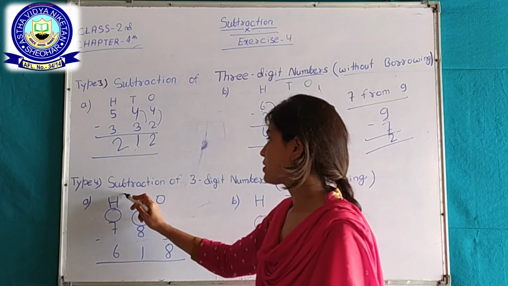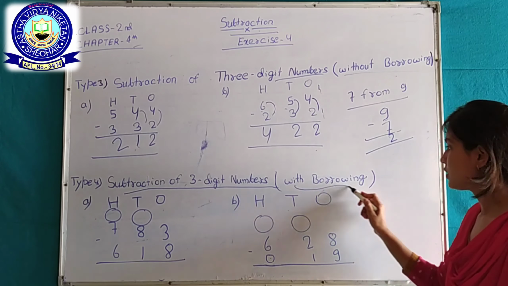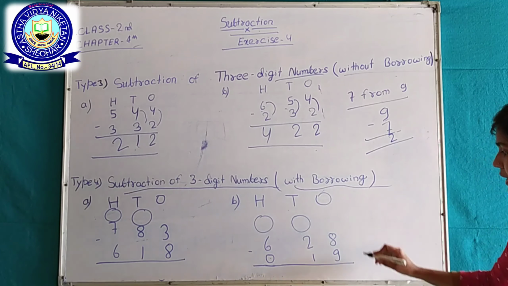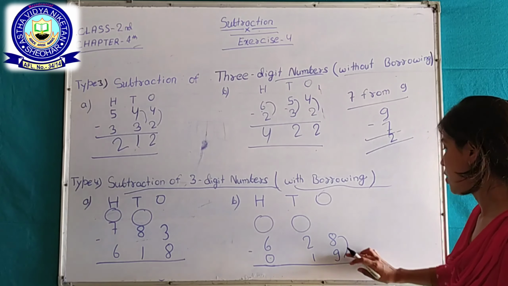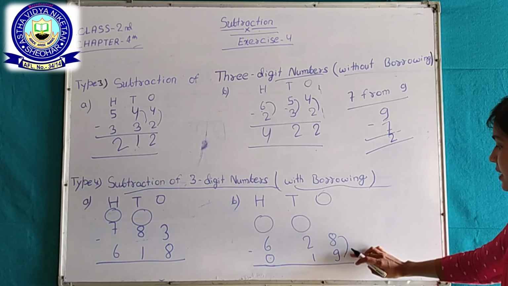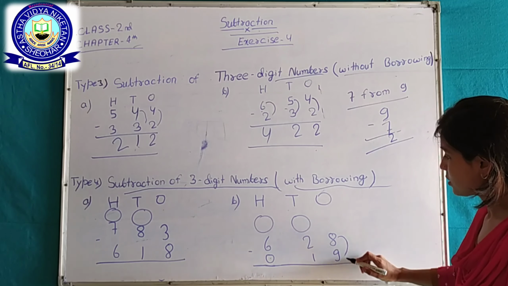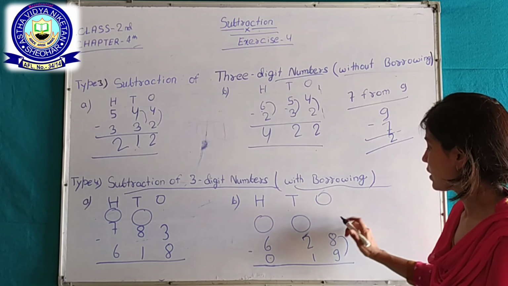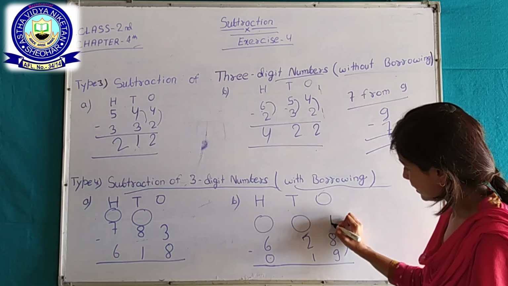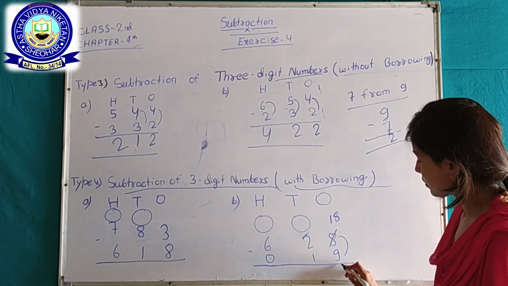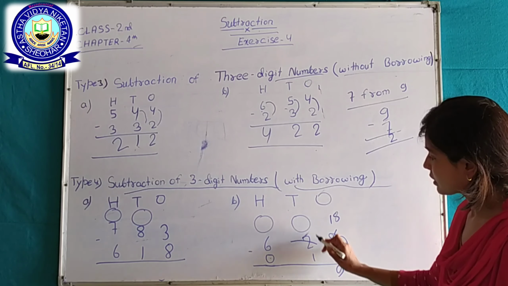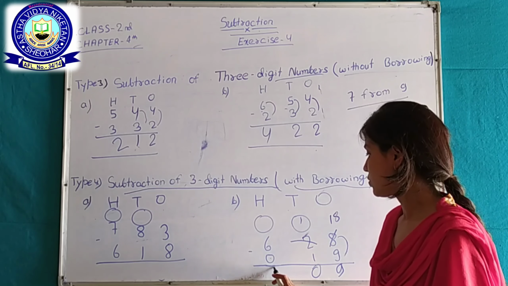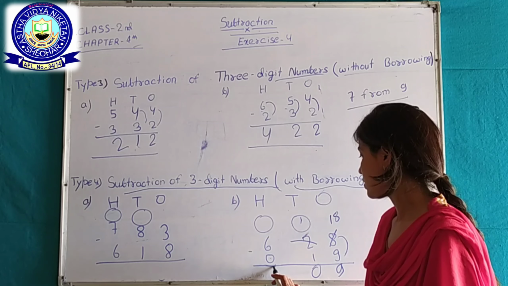Here is type 4 question, subtraction of 3-digit numbers with borrowing. You have to subtract these numbers with the help of borrowing. Here is 8 and here is 9. You have to subtract 9 from 8. We can't subtract 8 minus 9, so you have to borrow from this 2. You have to take 1 ten. It becomes 18. 18 minus 9 we get 9, and this 2 becomes 1. 1 minus 1 we get 0, and here is 6. 6 minus 0 equal to 6.